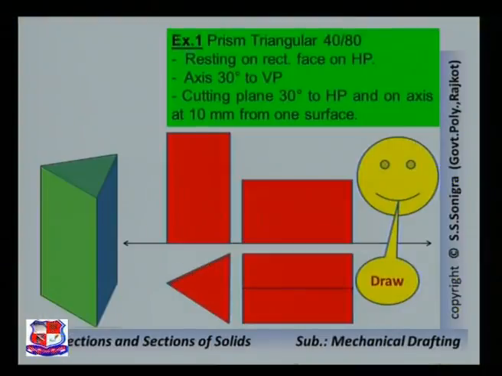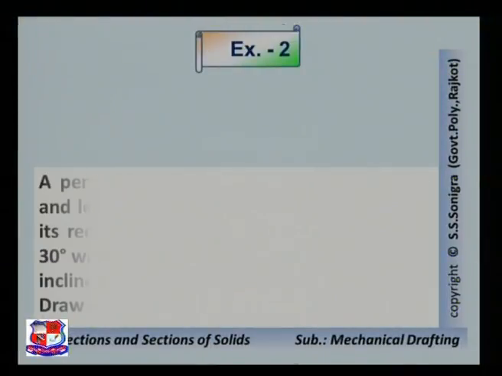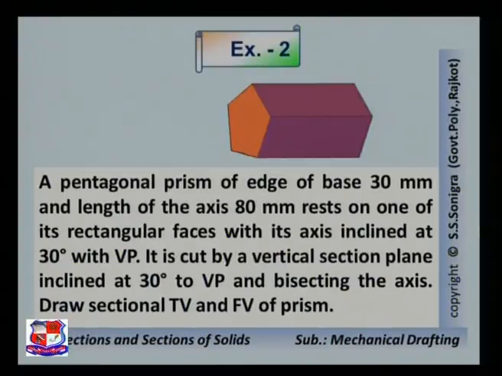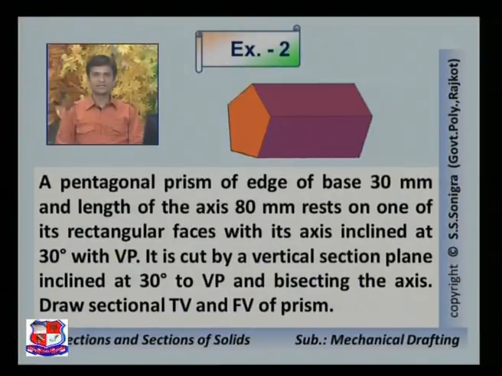Now let me draw the second problem. The data for the second problem: a pentagonal prism of edge of the base 30 mm and length of the axis 80 mm rests on one of its rectangular faces with its axis inclined at 30 degree with VP. It is cut by a vertical section plane inclined at 30 degree to VP and bisecting the axis. Draw sectional top view and a front view of the prism.